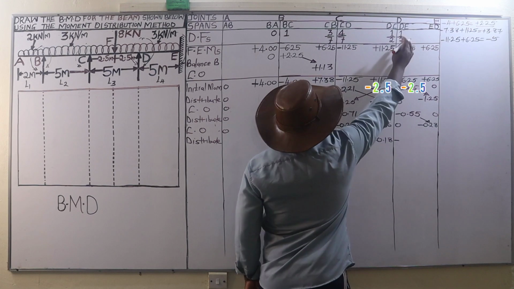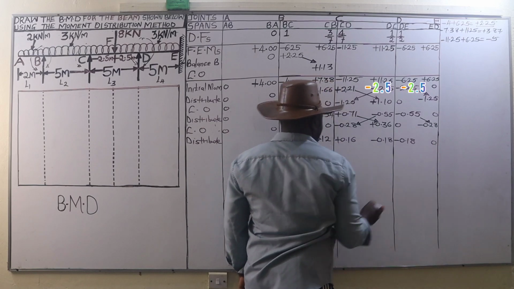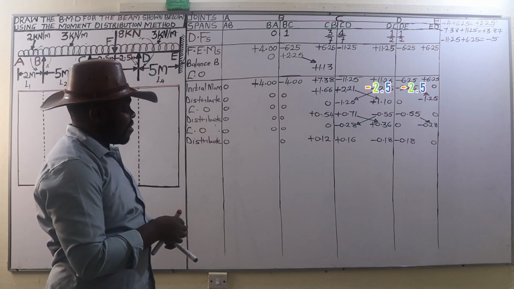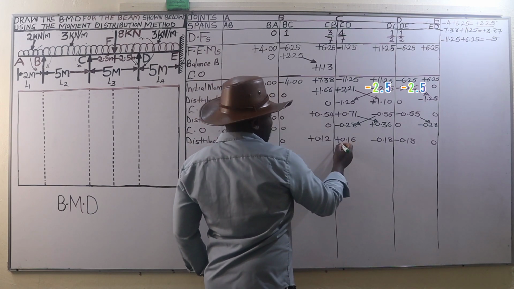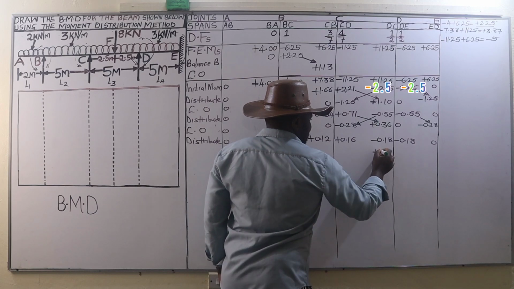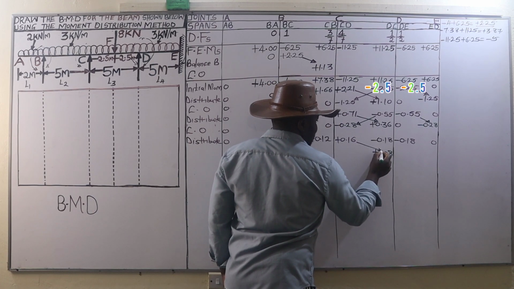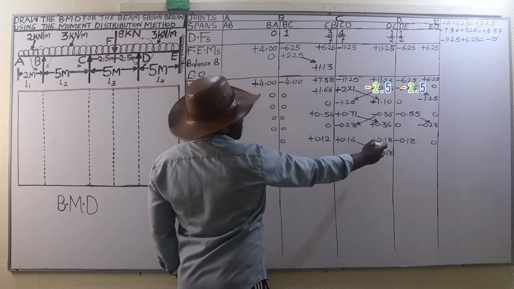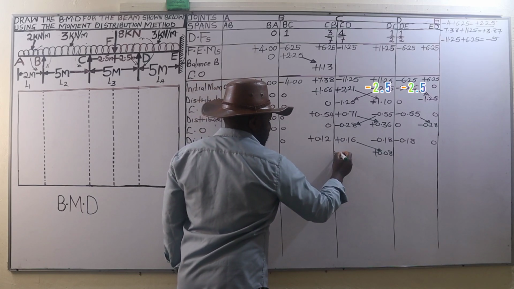The same case here, since the distribution factors are the same. So 0.18. And then the other parts, we input zeros. Then after distribution, the next thing will be carrying over. So we carry over half of 0.16 from joint C to joint D, which in this case will be positive 0.08. So that is when we carry half of 0.16 to joint D. Then we do the same, carry over half of 0.18 to joint C, and that's going to be negative 0.09.